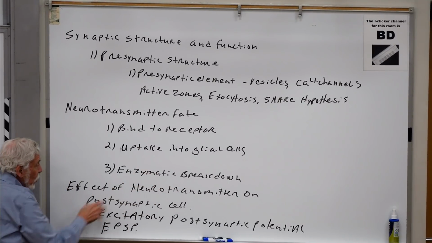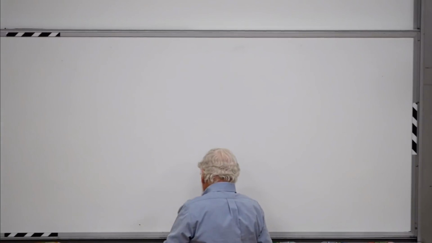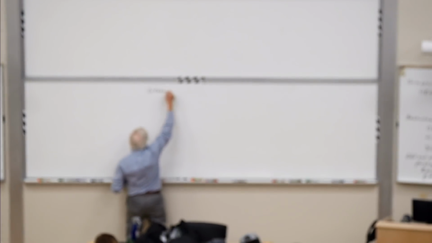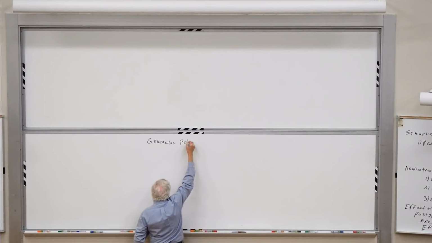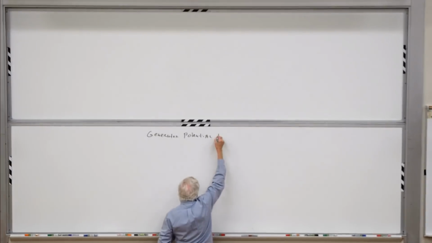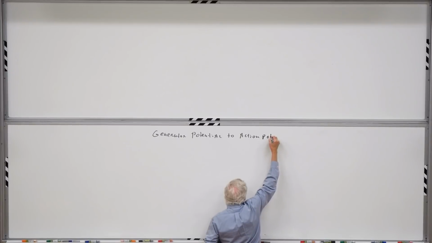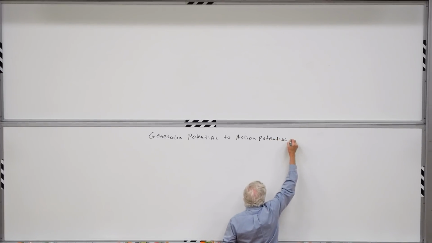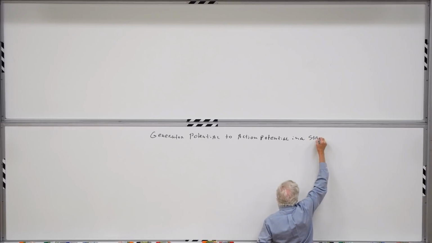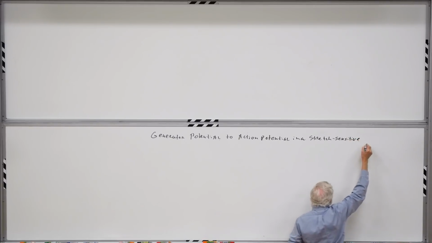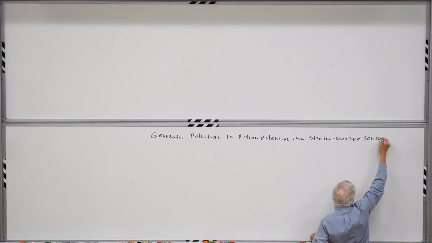And then finally, if there's time, we'll talk about the effect on the postsynaptic cell. But I want to begin here with the idea of generator potential to action potential in a stretch sensitive sensory neuron.